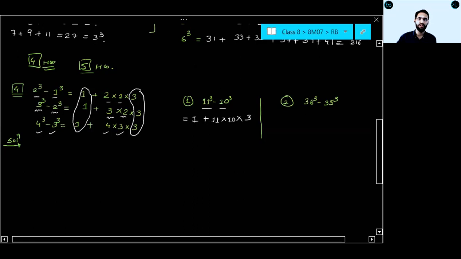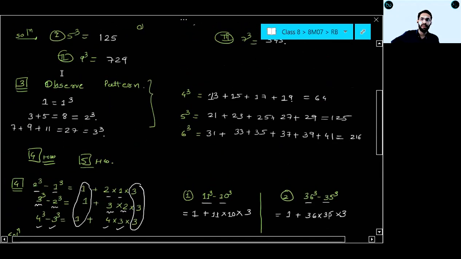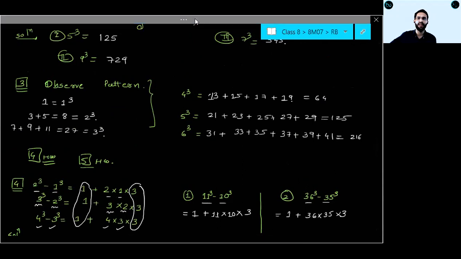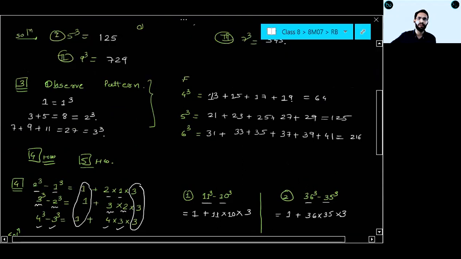Now let us see your second question. 36 cube minus 35 cube, students. Yes. So same. 1 plus this 3 as it is. Here we are having 36 and 35, so I should write 36 and 35. That's it. Now always remember what they are giving you in the question. They are not giving find the value, just find the expression. In the above question, what have they given? Express the following as the sum of consecutive odd numbers. Here in the question, it was asked to express the following as sum of consecutive odd numbers.